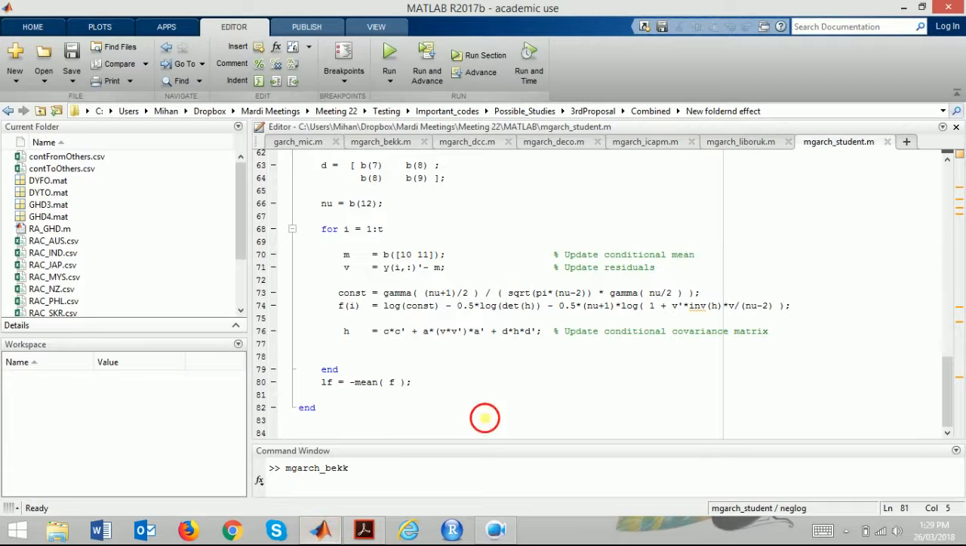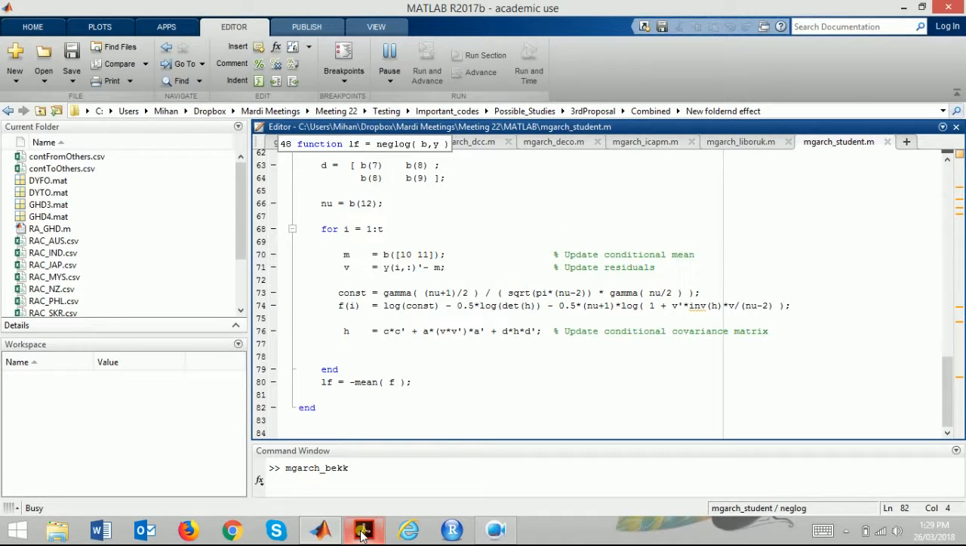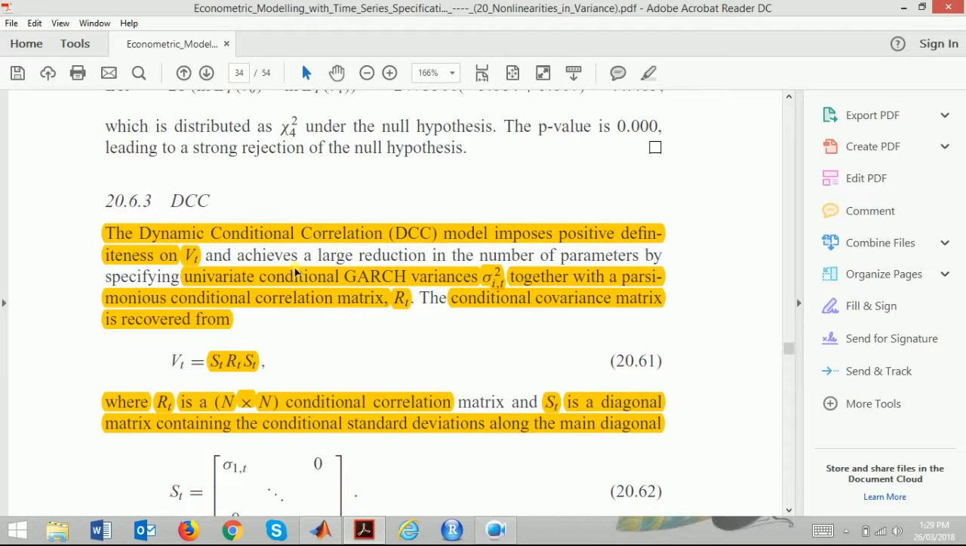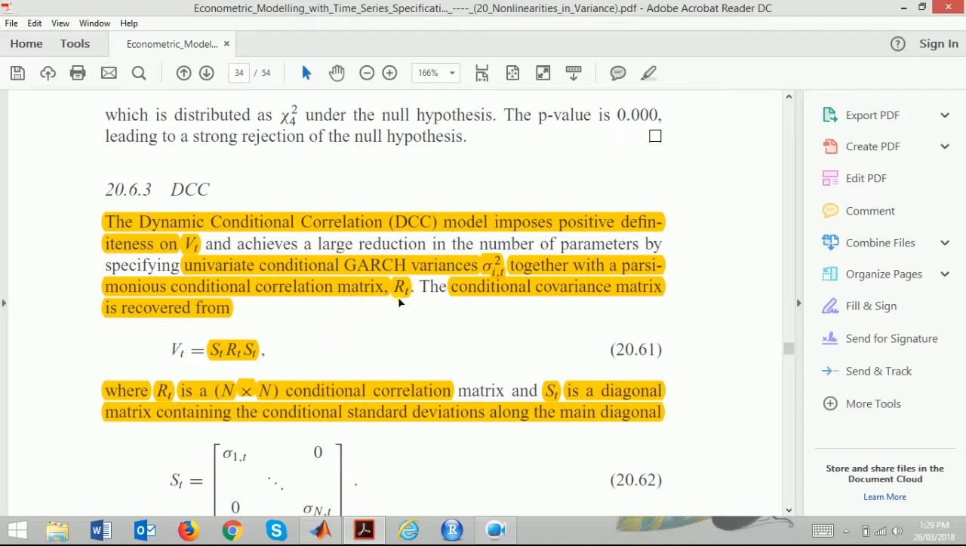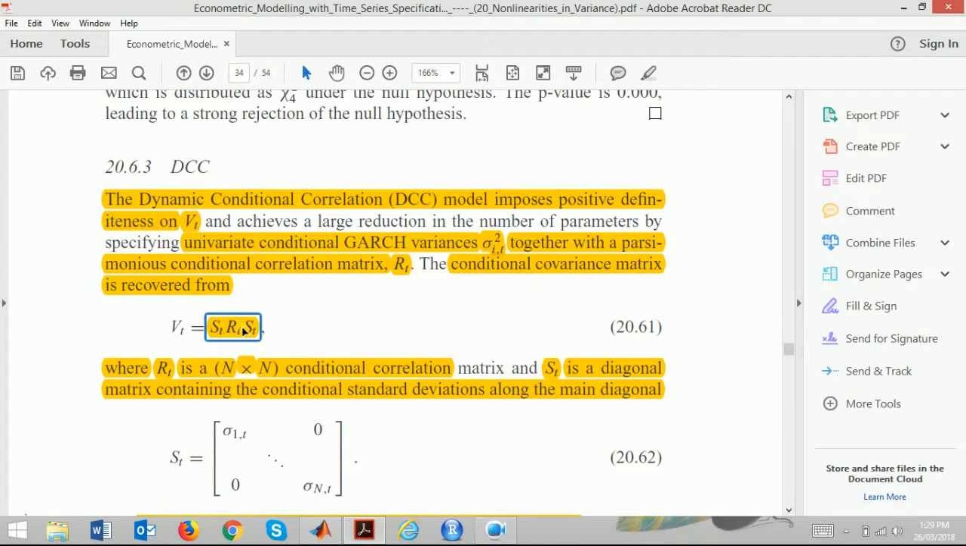So with DCC we get an update on our multivariate GARCH, and we get a large reduction in the number of parameters by univariate conditional GARCH variance together with a parsimonious conditional correlation matrix. Now this time the conditional correlation matrix plays a very important role. And what's the conditional correlation matrix? It's simply the off diagonal element divided by the root of the diagonal elements multiplied.